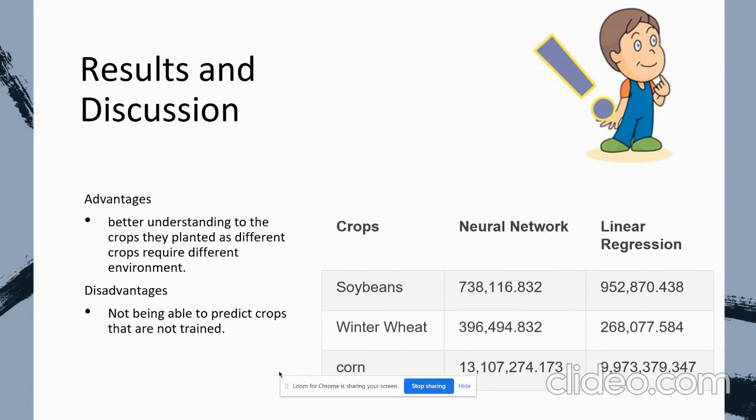So the advantage of this solution is that it helps the farmer to have a better understanding of the crops they planted, as different crops require different environments. But the disadvantage of this solution is that it is not able to predict crops that were not trained previously.